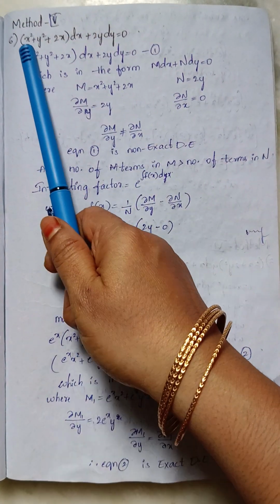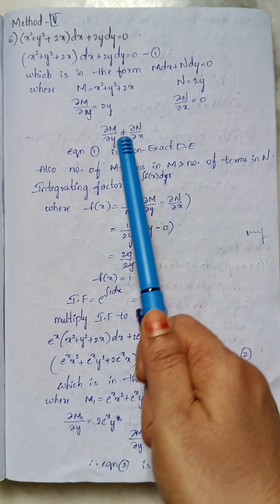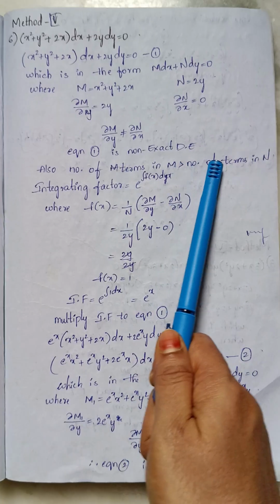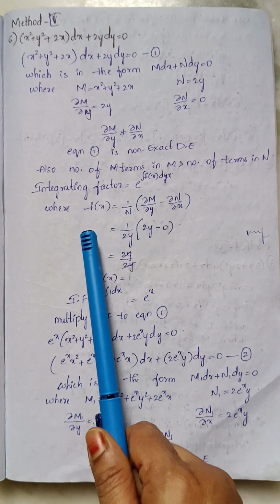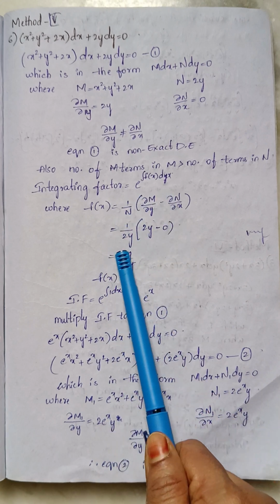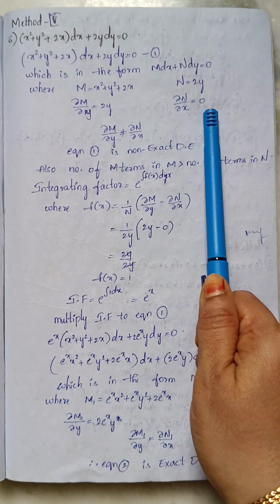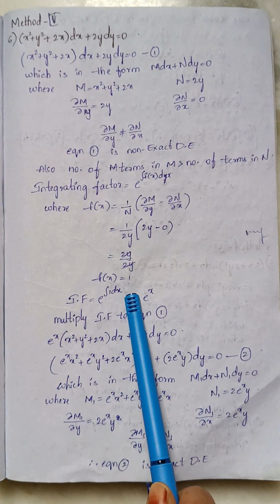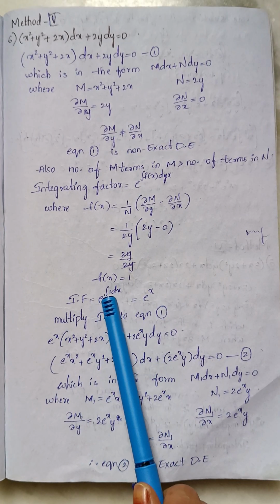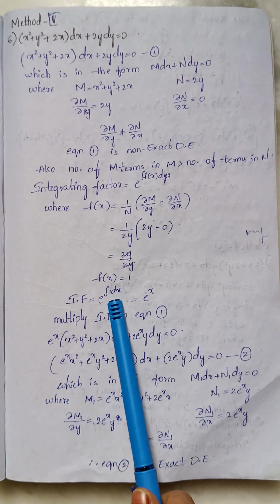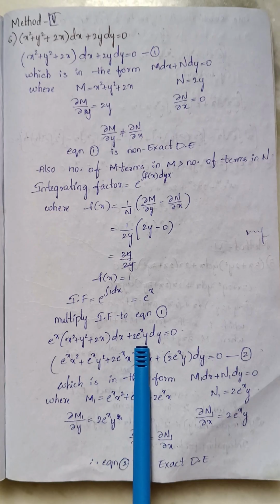One more problem here, the number of terms in M is greater than the number of terms in N here. First of all, check whether it is exact or not. Obviously, it is a non-exact differential equation. Then also, we are using the formula for the integrating factor where f of x value. So, 1 by N here, N means 2y, and dou M by dou y minus dou N by dou x here. The 2y gets cancelled, it is 1. Integrating factor is e power integration f of x into dx, e power integration 1 means x here, and multiply with the given equation, then e power x into this, e power x into the second term.